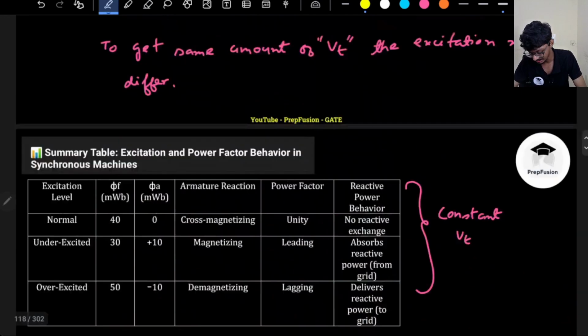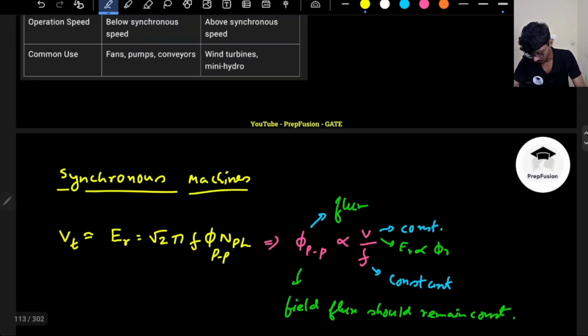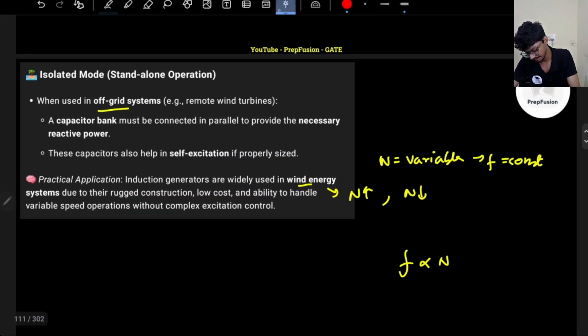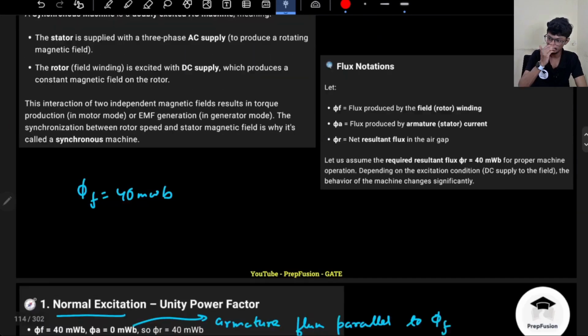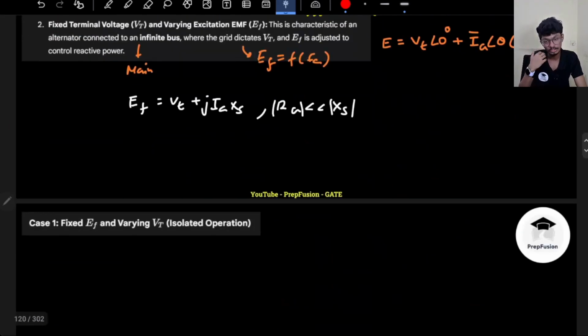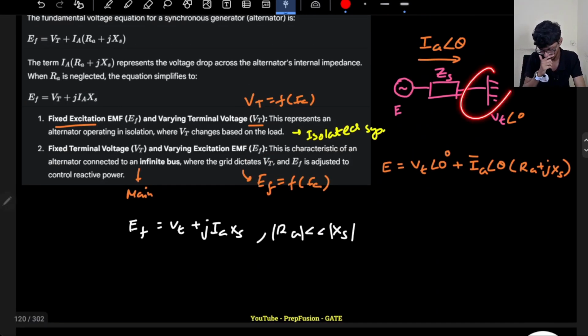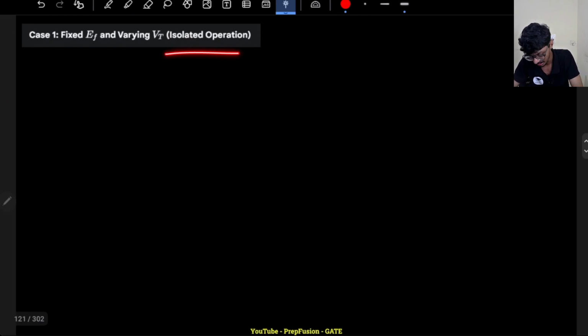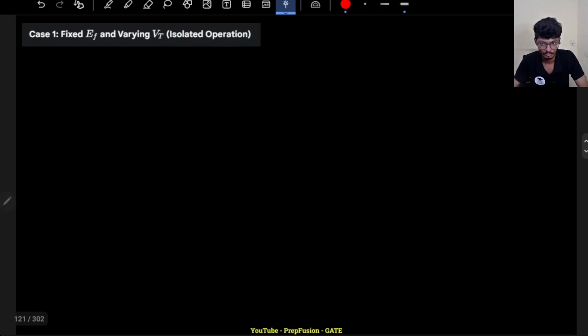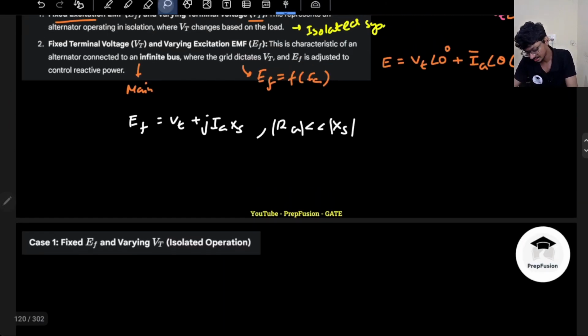Isolated system just like this, right here. Just like this, we did the analysis here, isolated system, same. Because there, you decide the terminal voltage, not the infinite grid. You decide the terminal voltage. That's why it is written here isolated operation. So now let's first discuss if it is isolated operation.